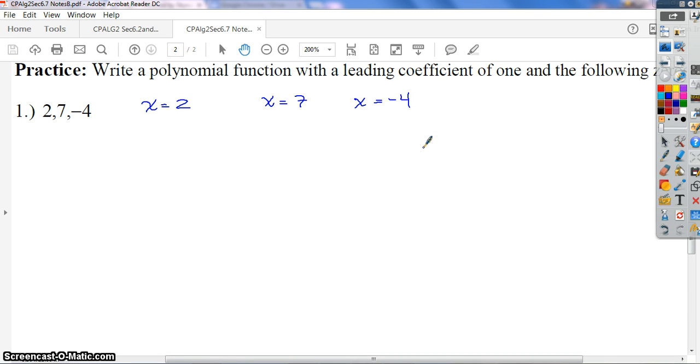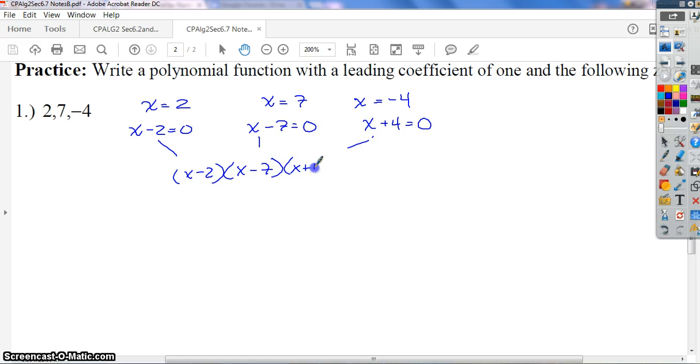Now, if I work backwards back to the original part, I would actually set this equal to 0. So that means I would have had x minus 2 equals 0, and x minus 7 equals 0, and then x plus 4 equals 0. So I'm working backwards now. This is where I broke my equation apart. If I put it back together, this would be x minus 2 times x minus 7 times x plus 4. That's what would have been the next line before I broke it down.